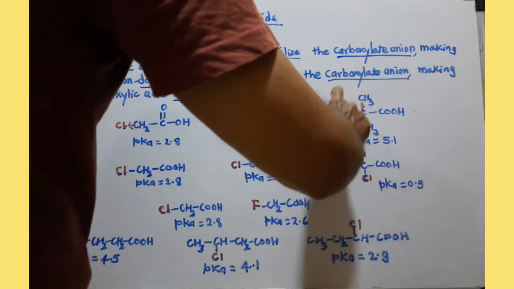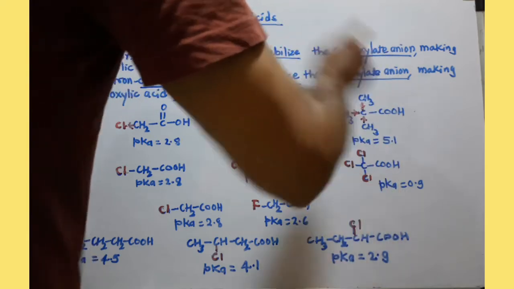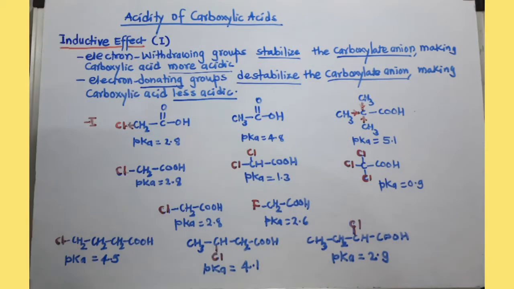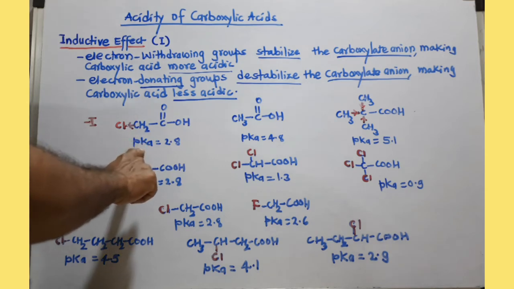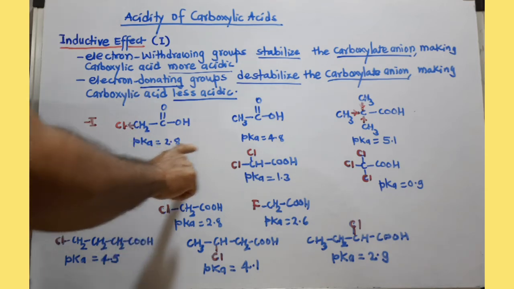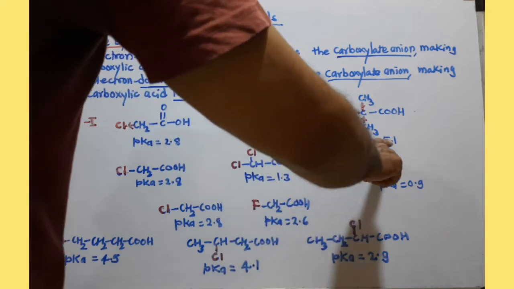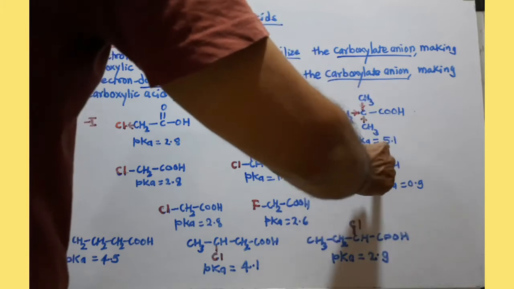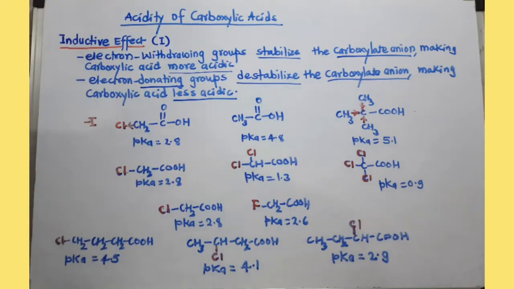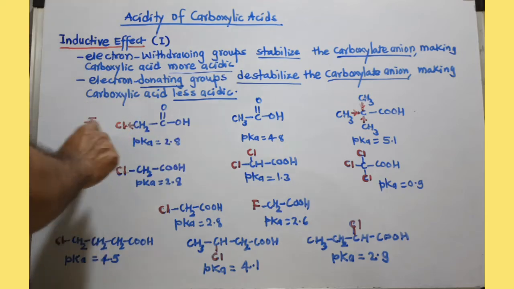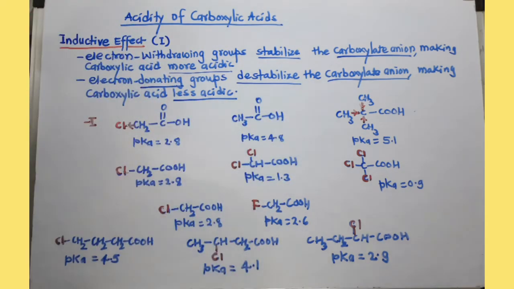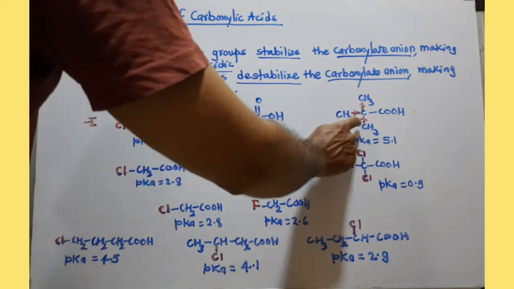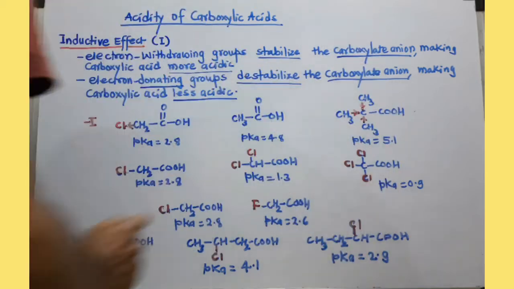And in the case of this compound there are electron donating groups, which make the carboxylate anion less stable, and if the carboxylate anion is less stable, it is less acidic. So when you see the pK values here, 2.8, 4.8, and 5.1, it means that as the value increases the acid is less acidic, and this one is more acidic. In presence of electron withdrawing group, acidity increases, and in presence of electron donating group, acidity decreases.